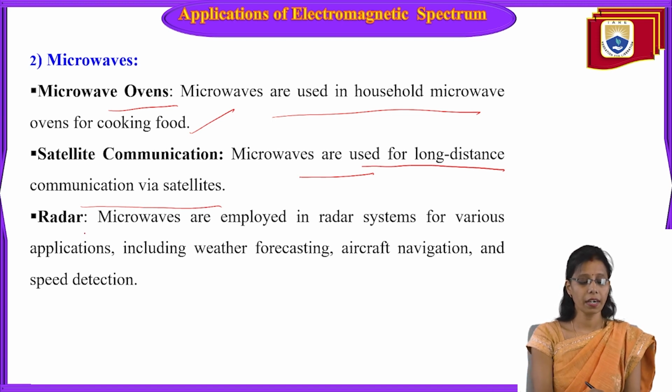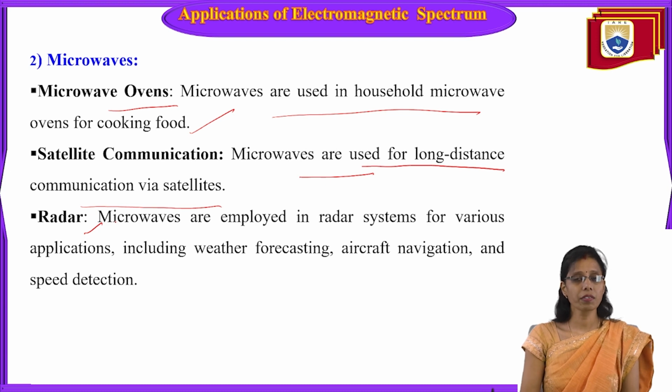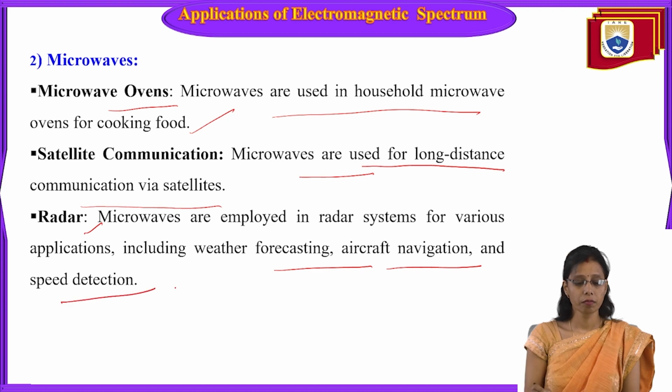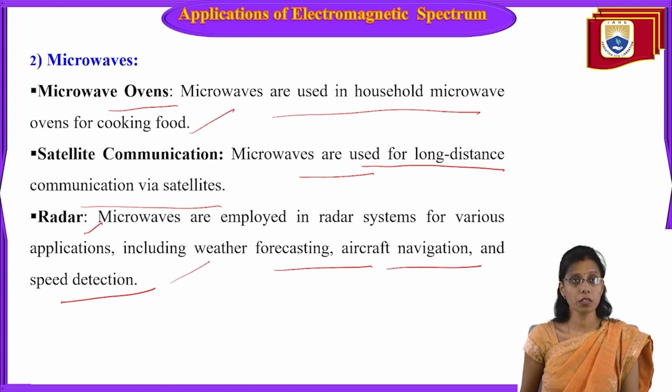Next, we have radar again here. Microwaves are employed in radar systems for various applications, including weather forecasting, aircraft navigation, and speed detection. These all will be helpful for us in forecasting and tracking aircraft, and speed detection is also very much helpful. This is a very good and very important application.